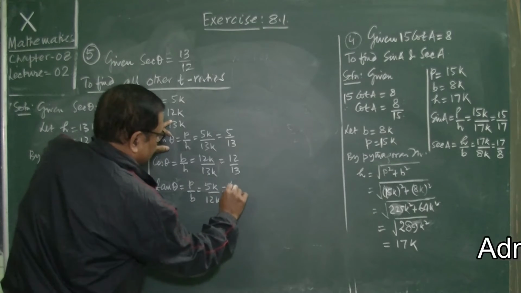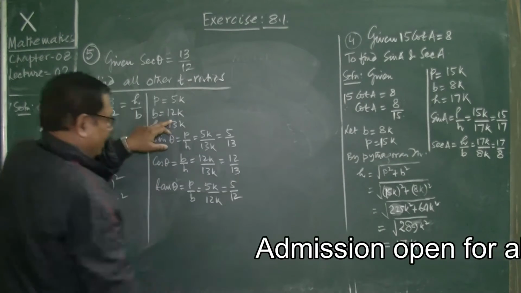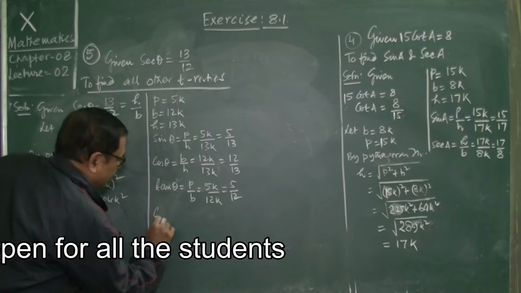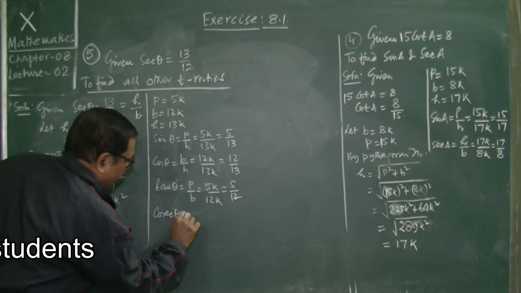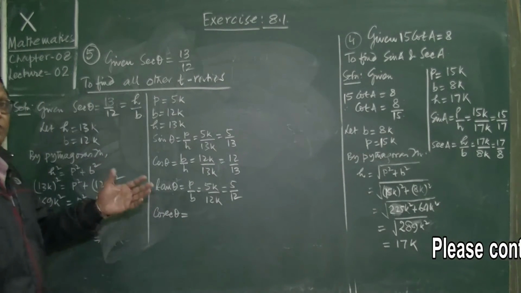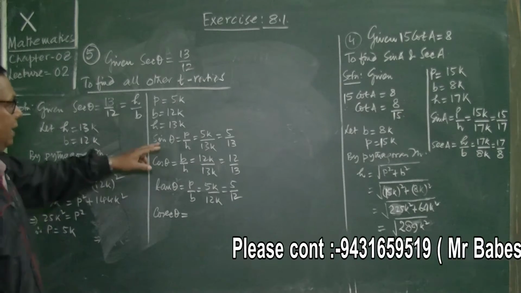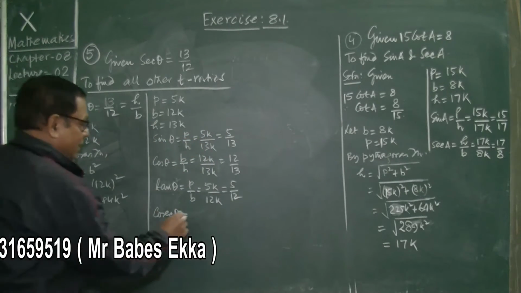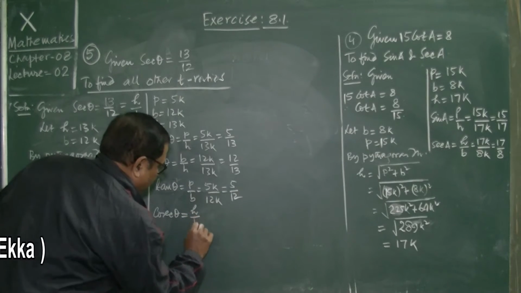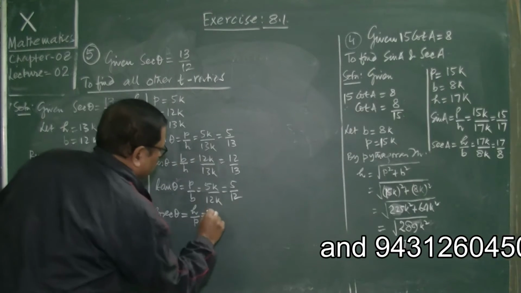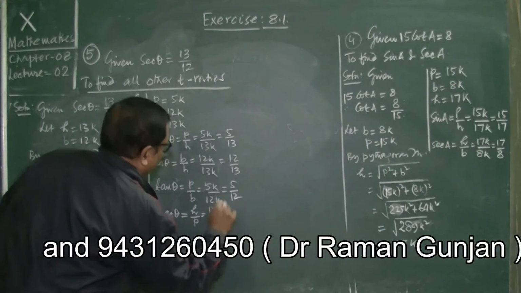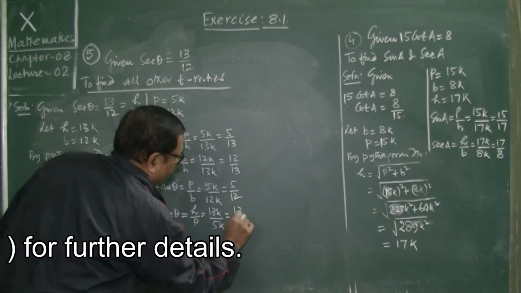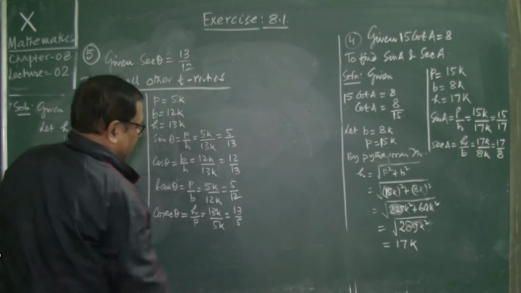K and K cancel out. 5 by 12 is the value of tan theta. Now the next one is cosec theta. Again, remember dear student, cosec is the reciprocal of sine. If sine theta is 5 by 13, cosec theta will be 13 by 5. You can find it like this, H by P. H equals 13K upon 5K, cancelling K, you can write 13 by 5.